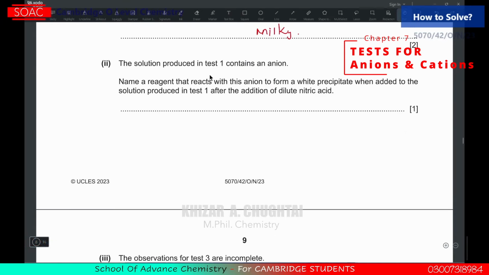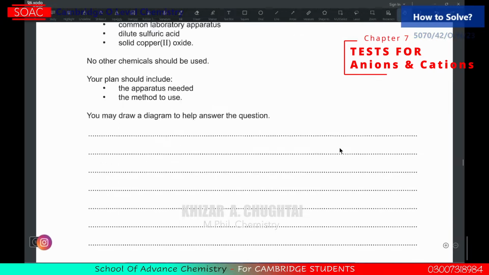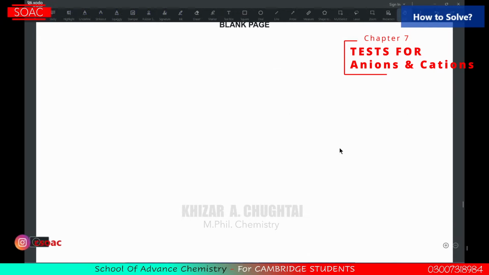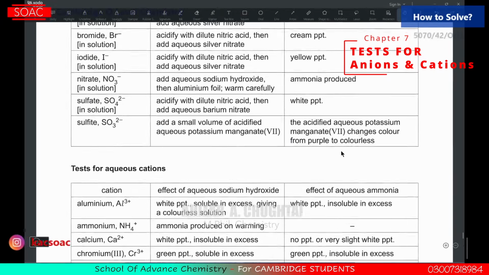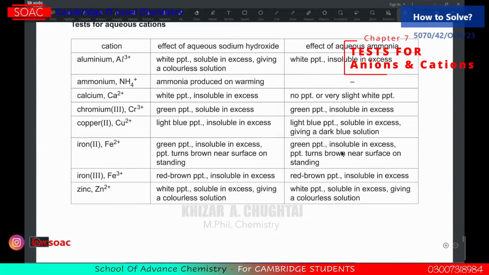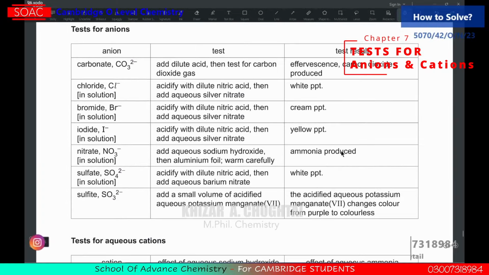Next one. The solution produced in test 1 contains an anion. Name the reagent that reacts with this anion to form the white precipitate when added to the solution produced in test 1 after addition of dilute nitric acid. You can get help from the pages given at the bottom of this paper, where we talk about the test of anions and the test of cations. So what should be added in this case?